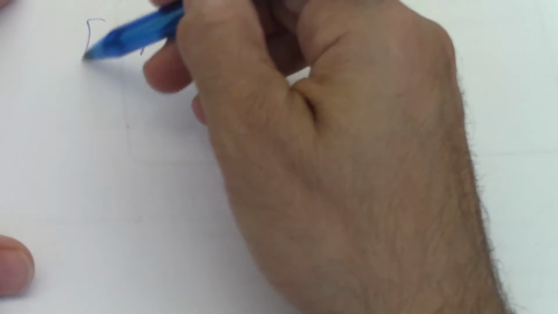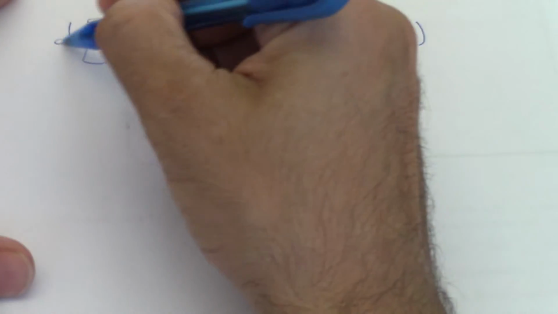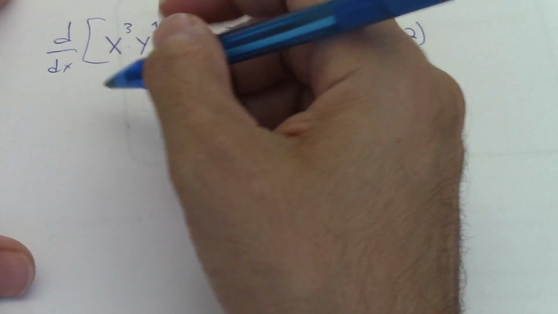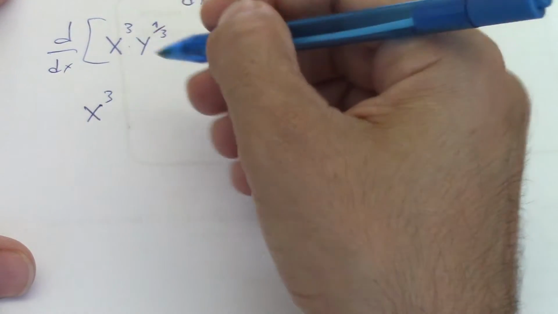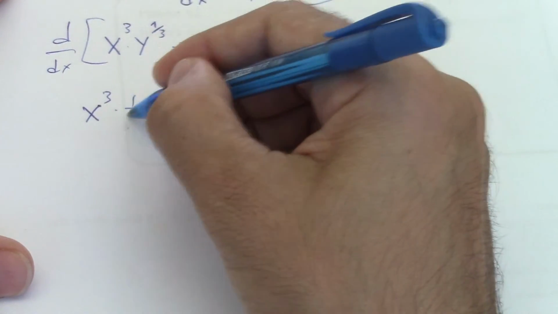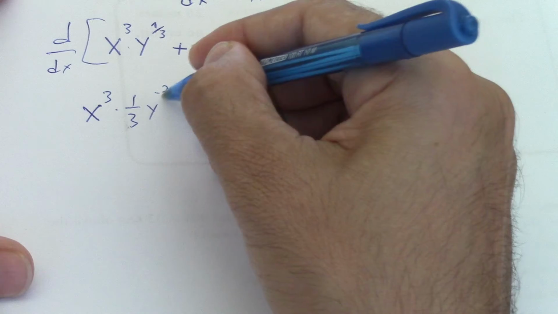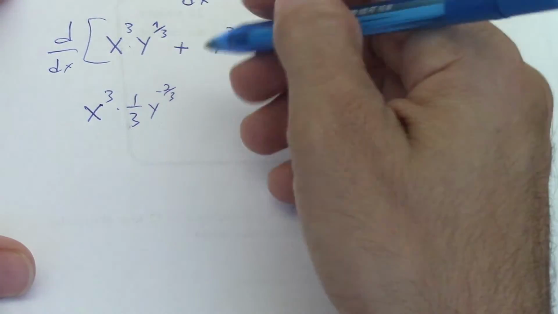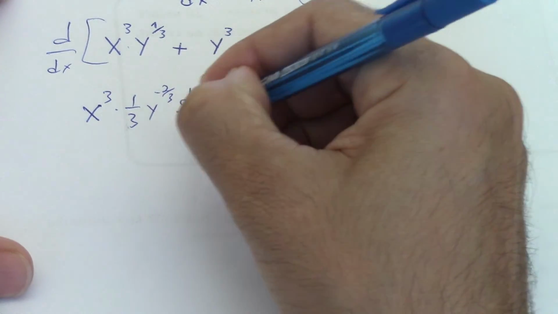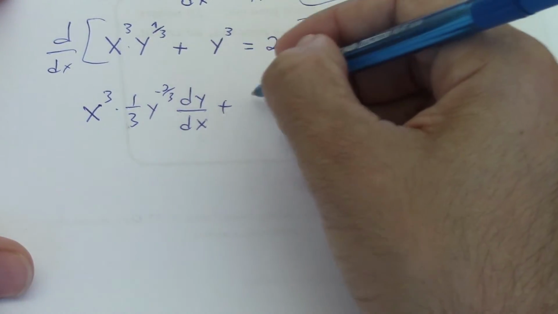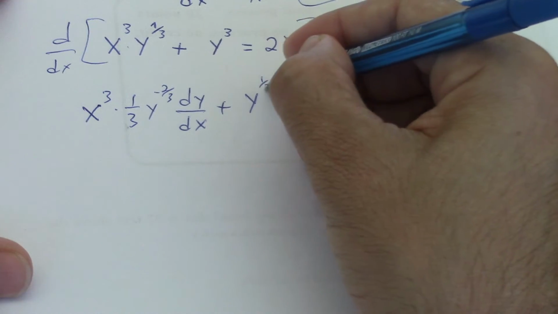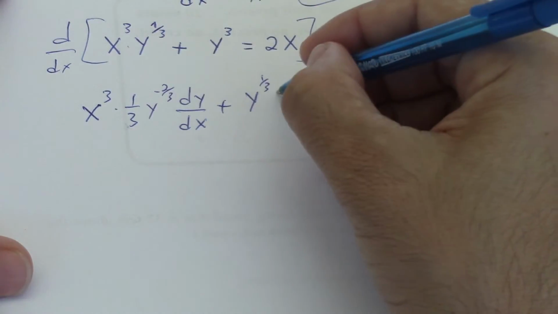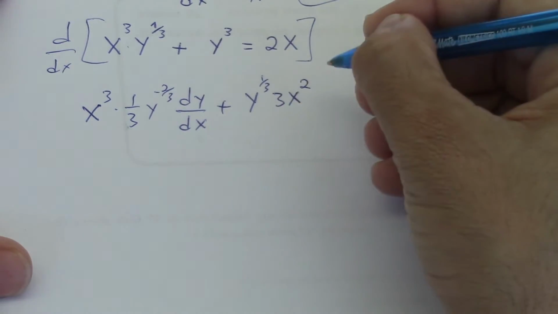Okay, the same thing, we have the equation, so we find d/dx. Here we use the product rule: the first, x to the third, times the derivative of the second one, 1/3 y to the negative 2/3, times, because we use the chain rule, the derivative of y, dy/dx. Plus the second one, y to the 1/3, times the derivative of the first. The derivative of the first is 3x squared.